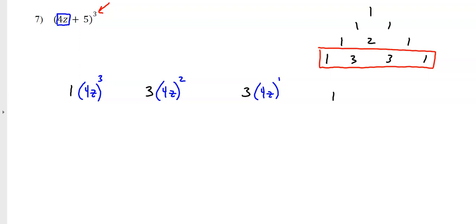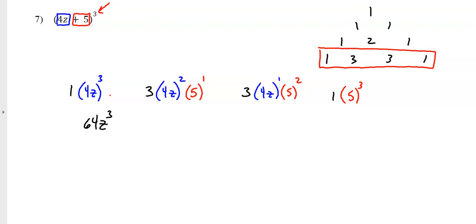Well, then I go to my second term, the positive 5, and I have to start at 0 and start building my way up. So this one's going to be 0. Then I'm going to go 5 to the first power, 5 to the second power, and I finish with 5 to the third power. Now I just have to do my math and tighten everything up. So 4z to the third power. Well, 4 to the third, 4 times 4 times 4, is 64. And that would be z to the third.